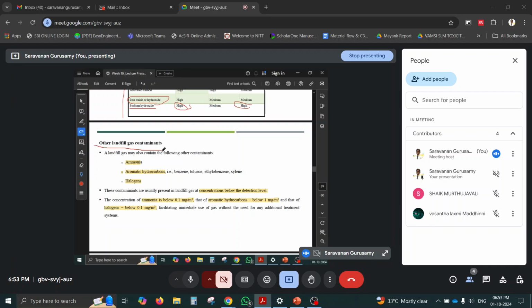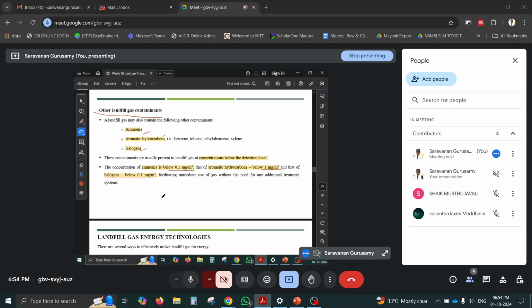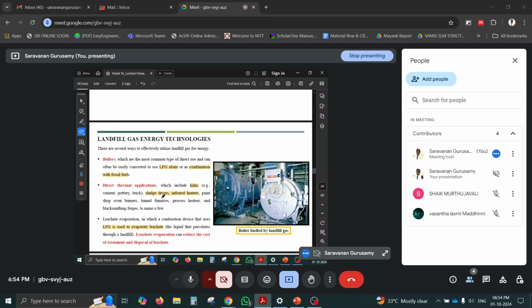Then other landfill gas contaminants like ammonia, aromatic hydrocarbons, and halogens will be detected in very low concentrations. Even if they are present in very low concentrations, they have huge health impacts. If ammonia is present below 0.1 milligram per meter cube, aromatic hydrocarbons below 1 milligram per meter cube, and halogens below 0.1 milligram per meter cube, it facilitates immediate use of the gas without the need for any other treatment system. So these are the limits for different contaminants in the landfill gas. If it is present below this concentration, you can directly use the landfill gas without any treatment.